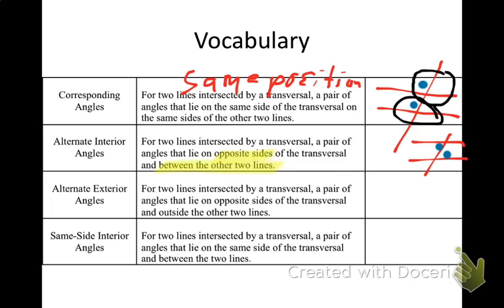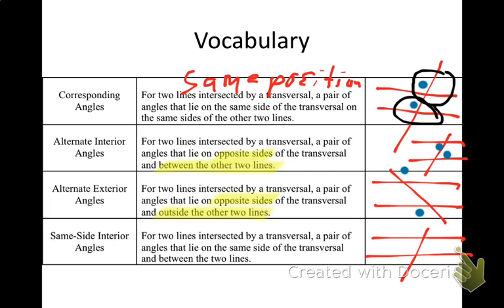Alternate interior angles. Then we have alternate exterior angles. Same thing here, cutting up my line. Well, alternate interior means inside, alternate exterior means outside. So an example of alternate exterior would be those angles, taking them both on the outside. And again, same thing, opposite sides, both on the outside of the two lines. And then the last one, we have same side interior angles. Well, same side interior angles is just how it sounds. If I have two lines cut by a transversal, they're on the same side, both on the inside, something like that. Those are same side interior angles.